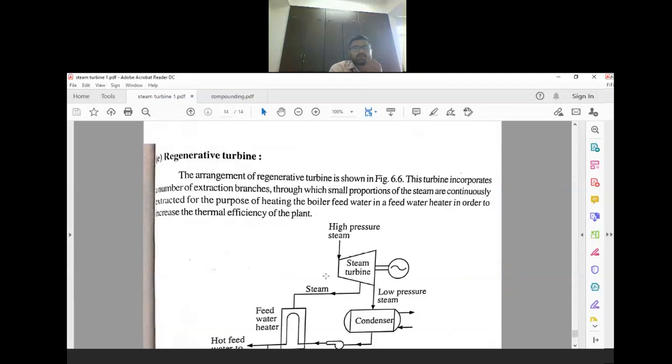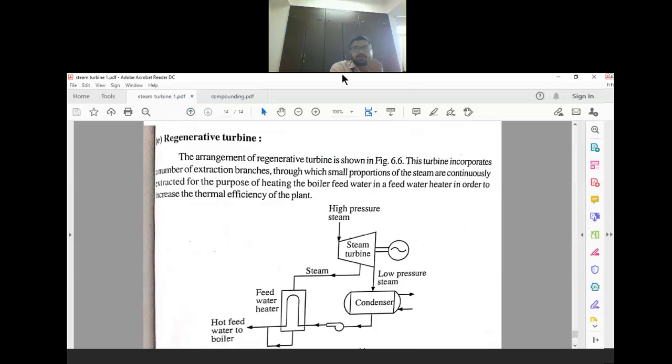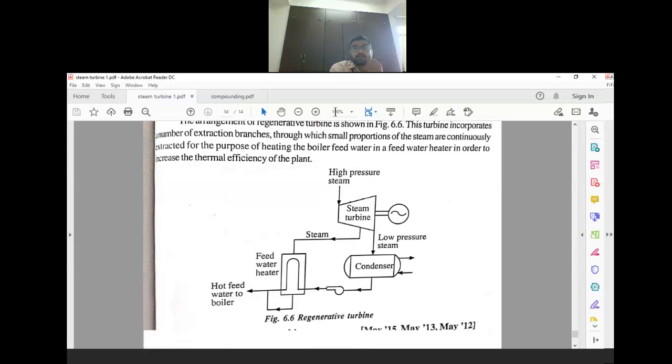Regenerative turbine: what is the function of the regenerator? We discussed in our first chapter that the feed water, suppose this is the feed water, is basically going towards the boiler. But before going to the boiler, if we heat that water by use of steam, that process is known as regeneration. So this type of turbine is known as a regenerative turbine.